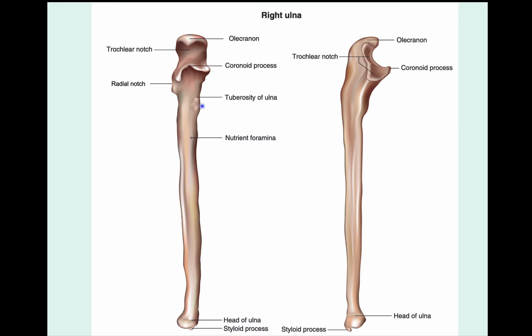Moving distally, we see the tuberosity of the ulna, and down here we see the head of the ulna and the styloid process. If you feel the two bumps on your wrist, right about where you can flex and extend that wrist, these are the two styloid processes from the radius and the ulna.